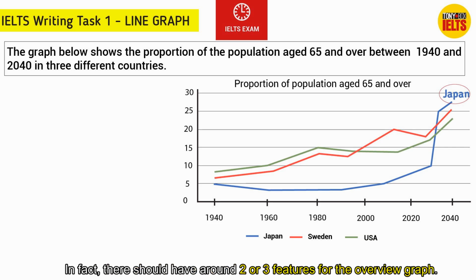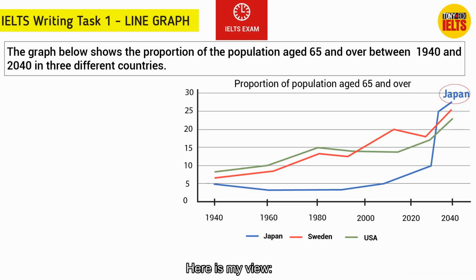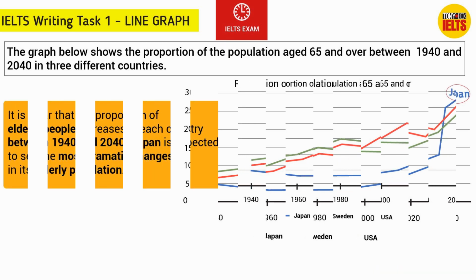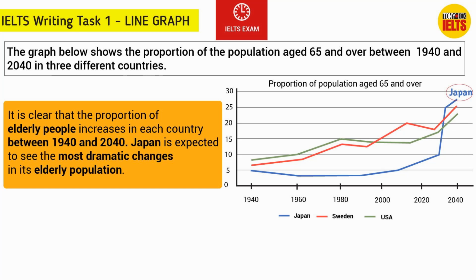In fact, there should be around 2 or 3 features for the overview. Here is my view. It is clear that the proportion of elderly people increases in each country between 1940 and 2040. Japan is expected to see the most dramatic changes in its elderly population.